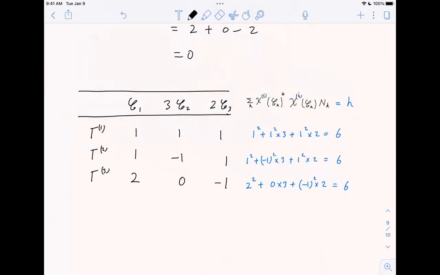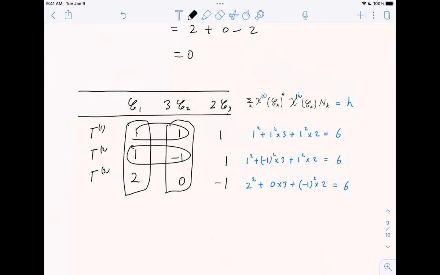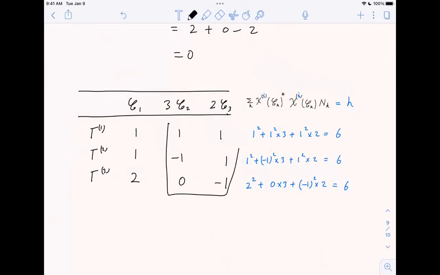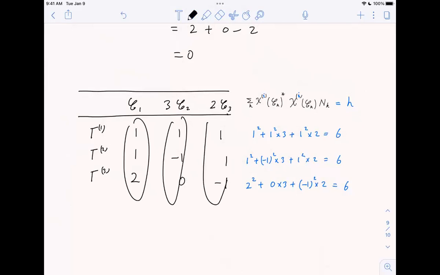Okay, there's another orthogonality relationship here you probably notice. That is if you take these two and you take the inner product, they're also 0. Because here is 1, negative 1, and 0. You sum them together, you will also get 0. If you take these two, then this is 1, negative 1, and 0. You also get 0. So the vertical columns are also orthogonal to each other. But when you take the vertical column, you don't need to multiply the number of elements in the class. You just simply treat them as vectors.